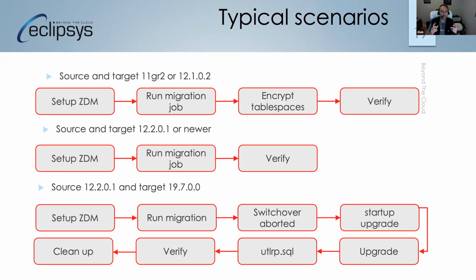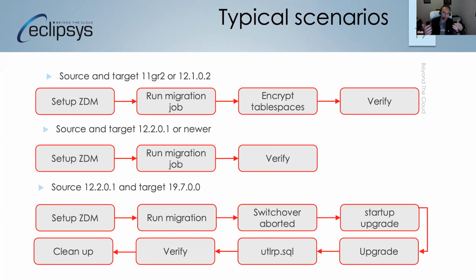Source and target 12.2.0.1 or newer, like 18 or 19C database: you set up ZDM, run migration job, verify, you're done. That's it. What I see more often is, for example, 12.2.0.1 on source and target 19.7. What do you do in that case?